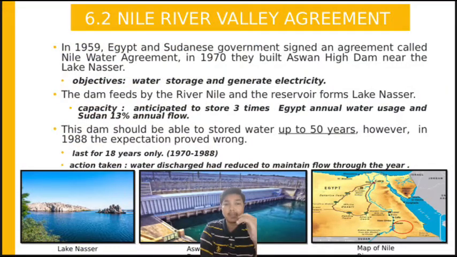Okay, now we go to the Nile River Valley Agreement. In 1959, the governments of Egypt and Sudan reached an agreement named the Nile Water Agreement, and in 1970 they built the Aswan Dam near Lake Nasser. The dam is fed by the Nile River and the reservoir formed near Lake Nasser. The objective is water storage and generating electricity. They calculated that this dam should be able to store water for 15 years. However, they were proven wrong in 1988, because it only stored water for the last 18 years, 1970 to 1988, and they were forced to discharge water and reduce it to maintain the flow through the river.